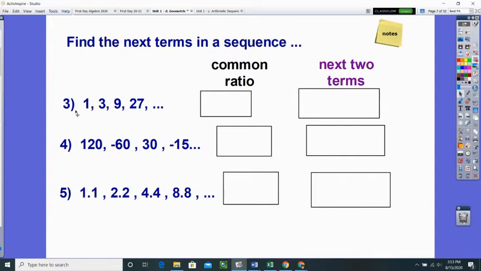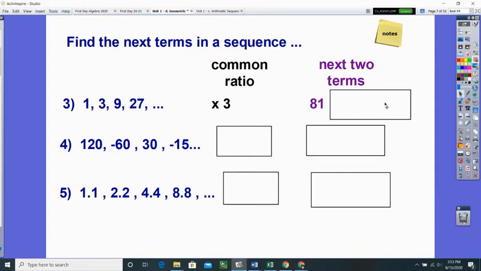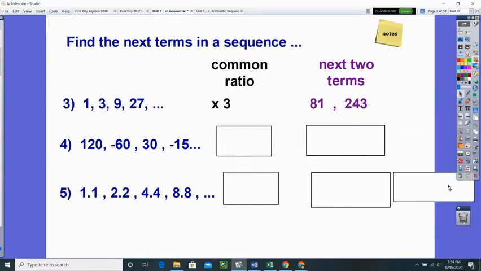Okay, so the common ratio here: times 3, times 3, times 3. 27 times 3 would give you 81, and 81 times 3 would give you 243.